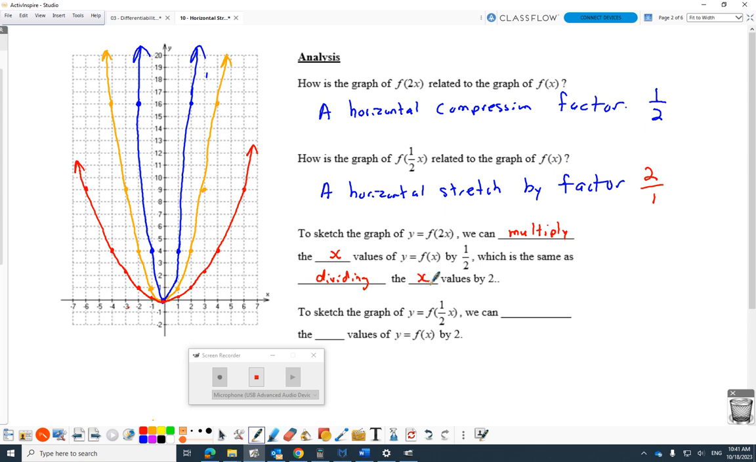And then to sketch the graph of y equals f of 1/2 x, we can multiply the x values by 2. But do this in your notes to help yourself on tougher questions. Change that 2 to 2 over 1. It doesn't really change what you're doing, but it tells you what's happening. 1 over 2 became 2 over 1. That's what's really happening, you're flipping that stretch factor.